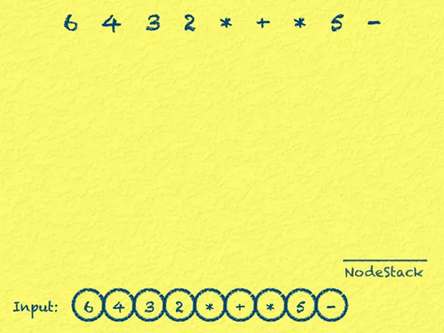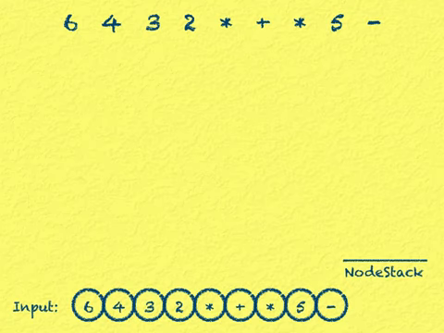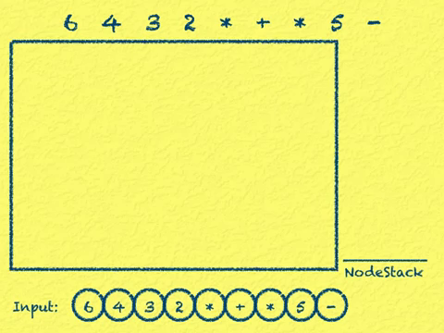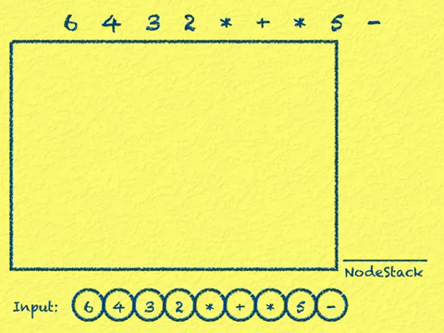I will have a stack called a node stack. I call it node stack because each of these nodes are going to spend time in the stack en route to becoming a part of the tree. And then I'm going to have a little rectangular canvas that I'm simply going to use as a place to draw my binary tree on.